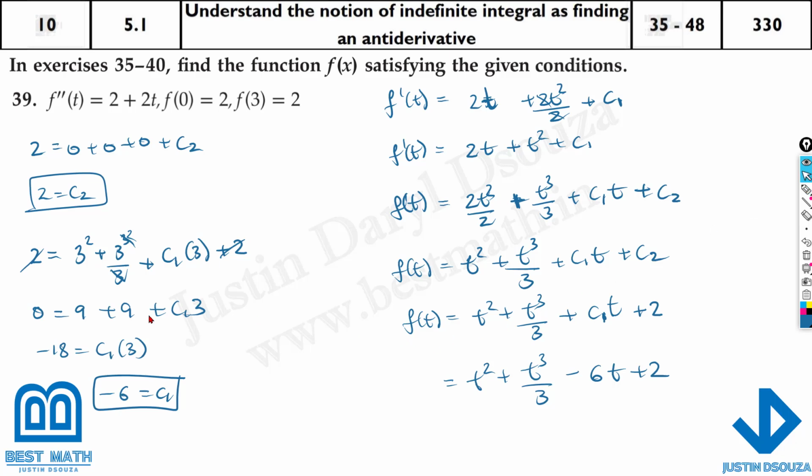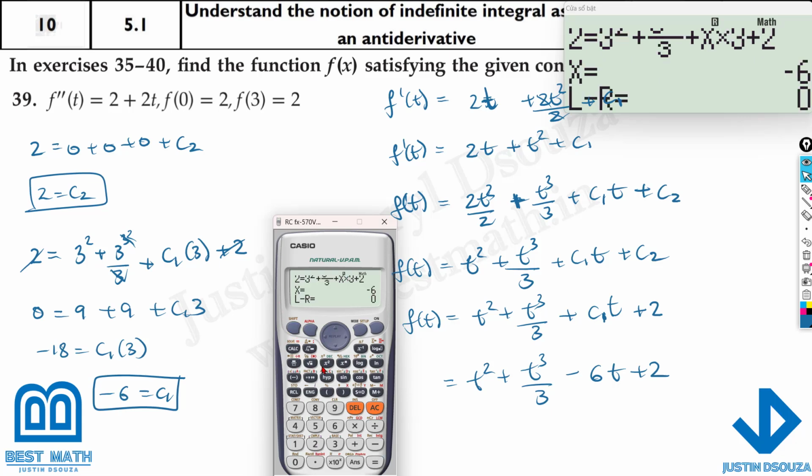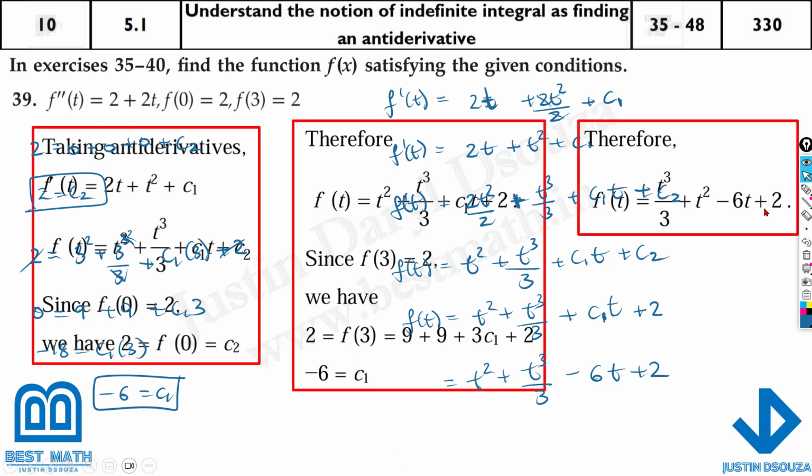Now here I'll show you in the calculator how we can solve this directly. Here we can just type it out entirely: 2 equals 3 squared plus 3 cubed, 3 to the power 3, and over here use the fraction symbol, divided by 3, plus this unknown variable x, that's c1, multiplied by 3, plus 2. Press shift and solve, and then press equal to, your answer is minus 6. So that is how we solve it.